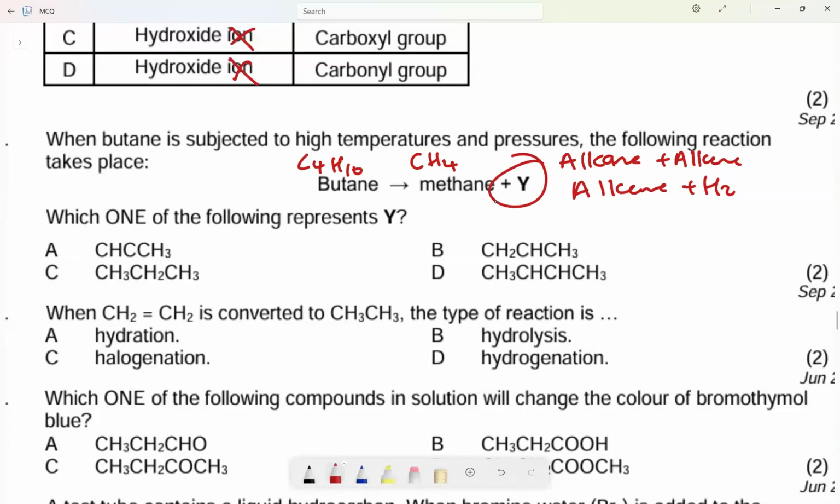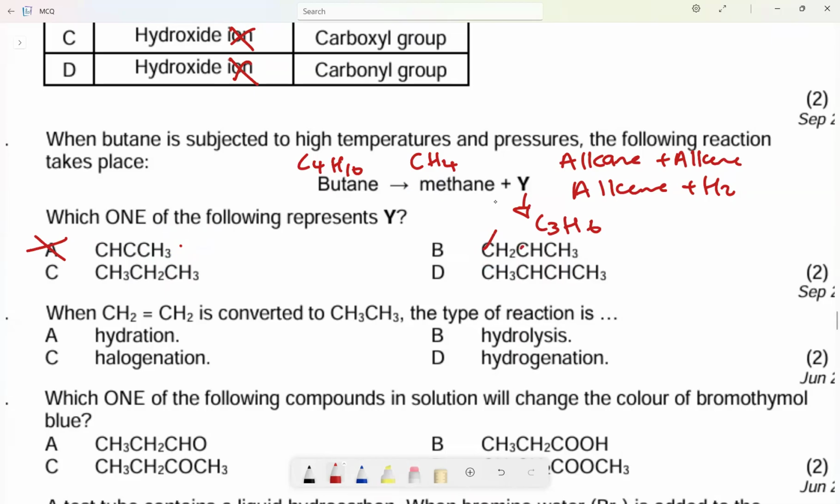Now I need Y. How many carbons are left so that I balance? I have one there and initially I had 4, so it's going to be C3. How many H are left? I need 6, so H6. Which one is that? It has 3 carbons. Number B: I need 3 carbons and 6 hydrogens.